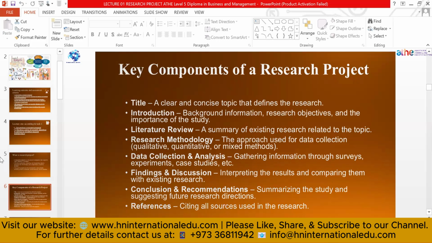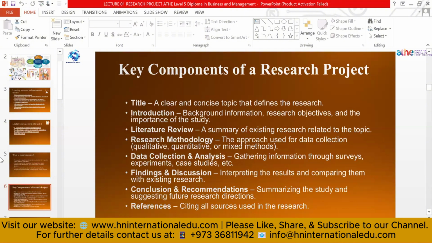Then comes literature review, a summary of existing research related to the topic. Now, your topic's not going to be a unique one, you're not Einstein or something like that, because we are going to do the secondary research. An important thing: you are not going to do the primary research, that is selecting the topic for the very first time. We're doing it on a secondary basis. We're going to take help from different papers which are already published.